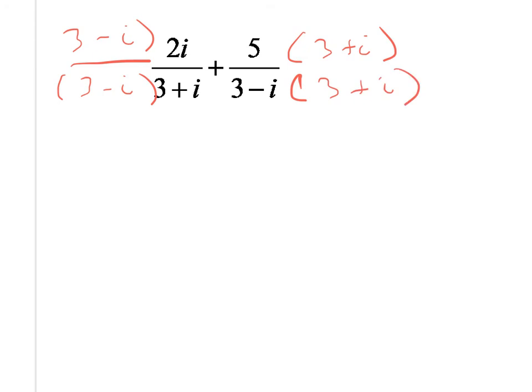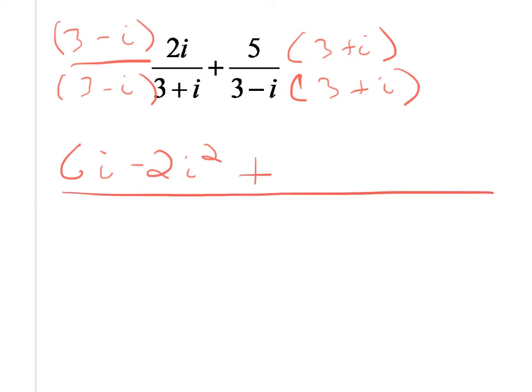Okay. Now, on the left side up top, I'm going to distribute that 2i, so I'm going to have 6i minus 2i squared. So I got 6i minus 2i squared plus, this is all up top still, on the right side I'm going to distribute that 5, so I'm going to get 15 plus 5i. On the bottom I have 3 minus i times 3 plus i, which of course we know is 3 squared, which is 9, minus i squared. Well, i squared is negative 1, so that's 9 plus 1, which of course equals 10.